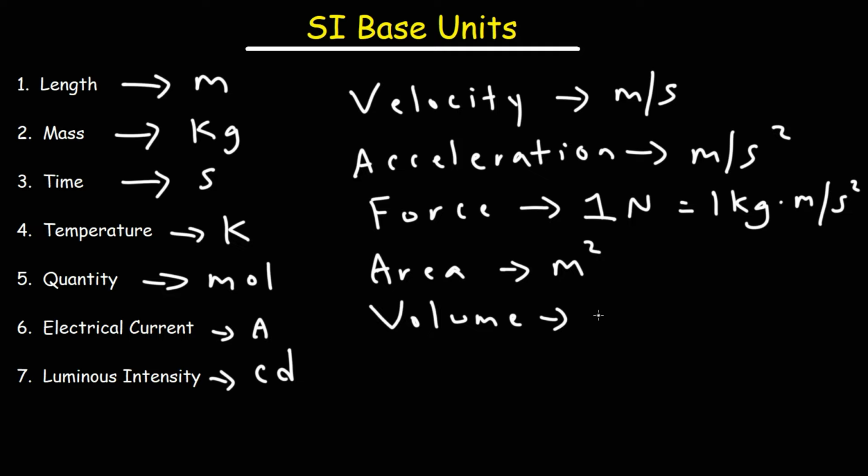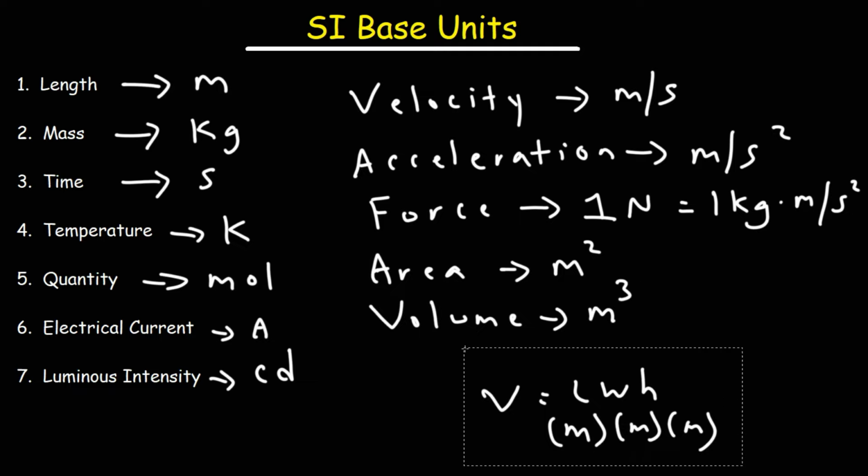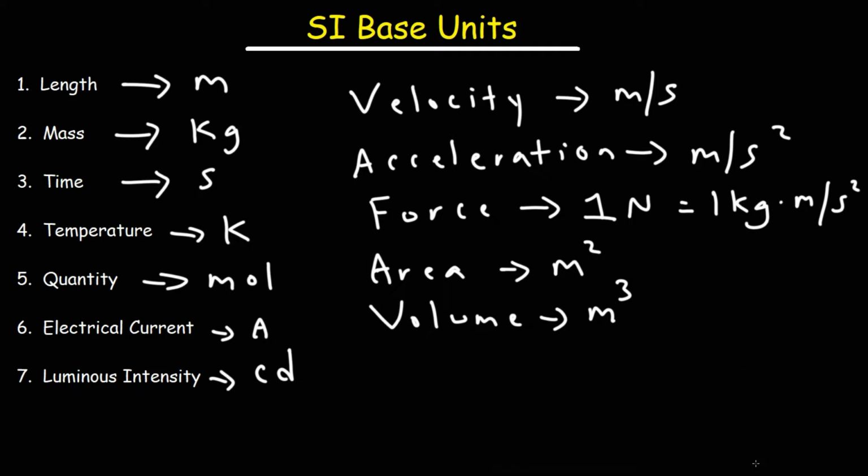Now, volume, if you think of a volume of a rectangular prism, it's length times width times height. So when calculating volume, you're multiplying meters by meters by meters. So you get cubic meters. In physics, you'll typically see volume in terms of cubic meters. In chemistry, you'll typically see it reported in liters. So it's good to know the conversion between the two.